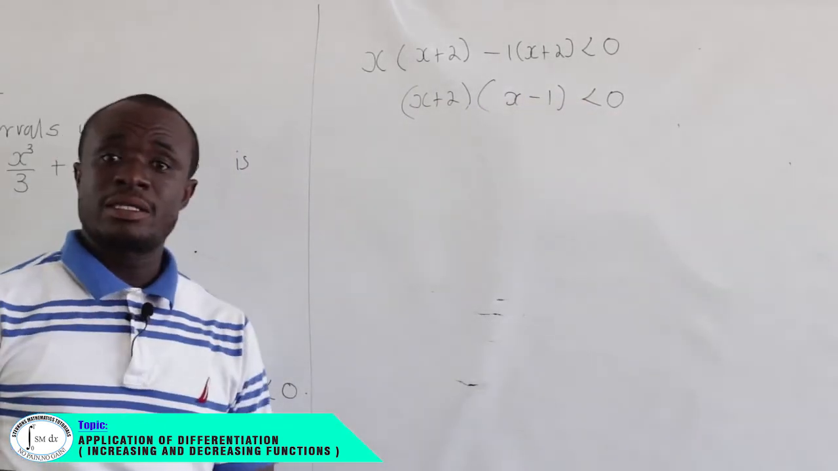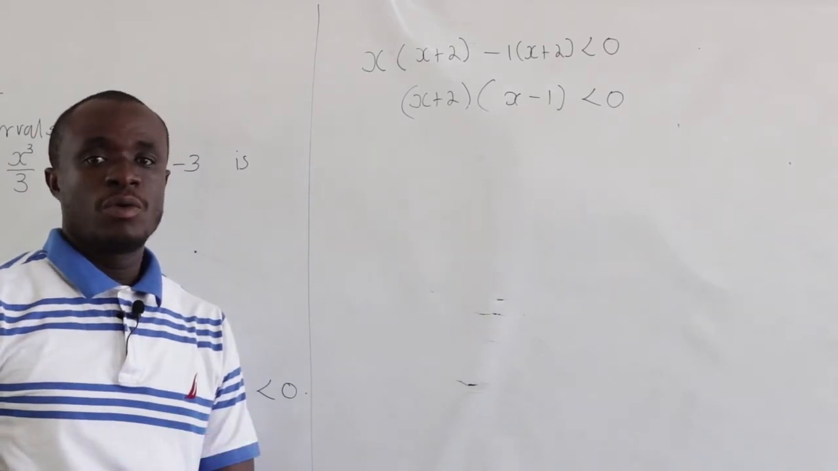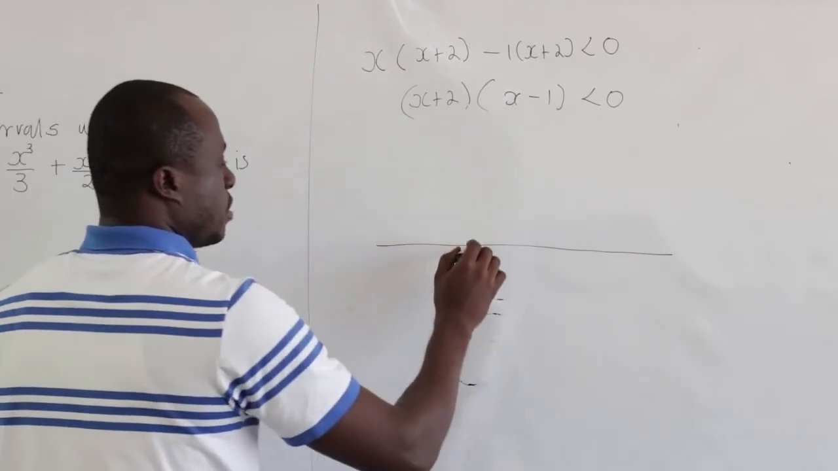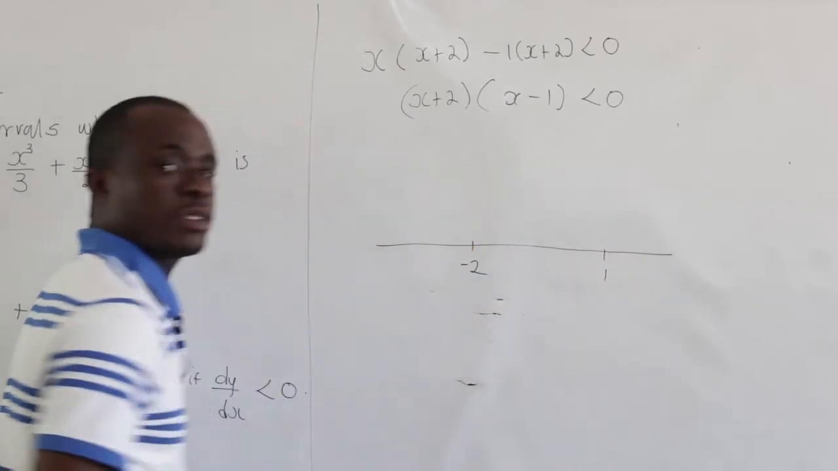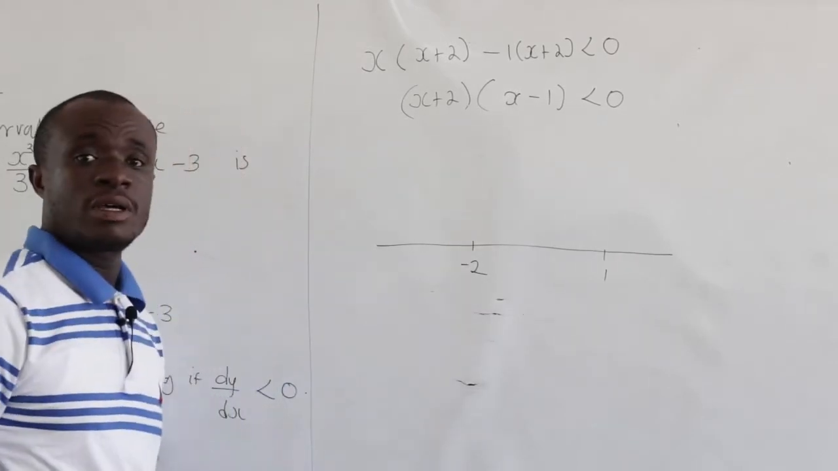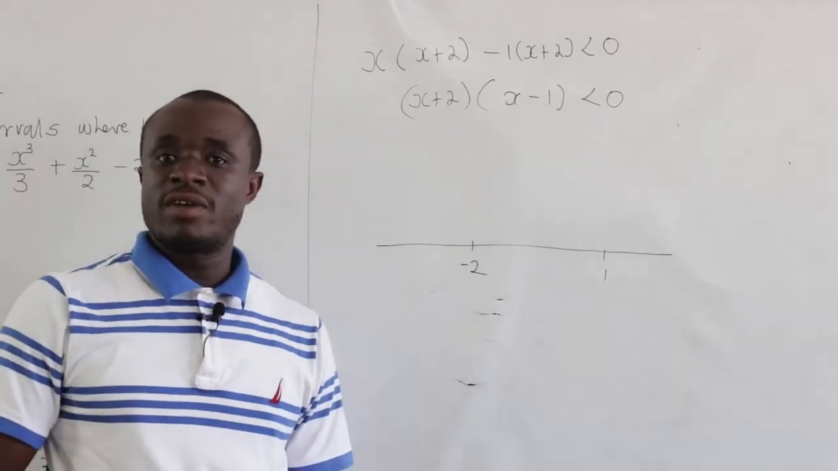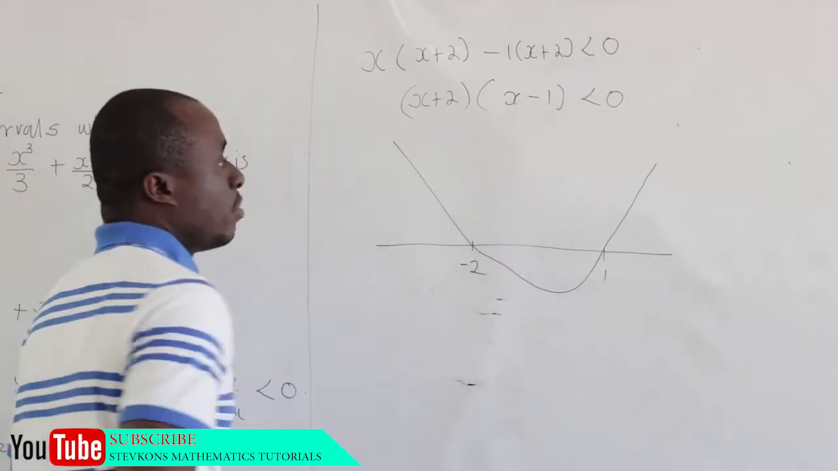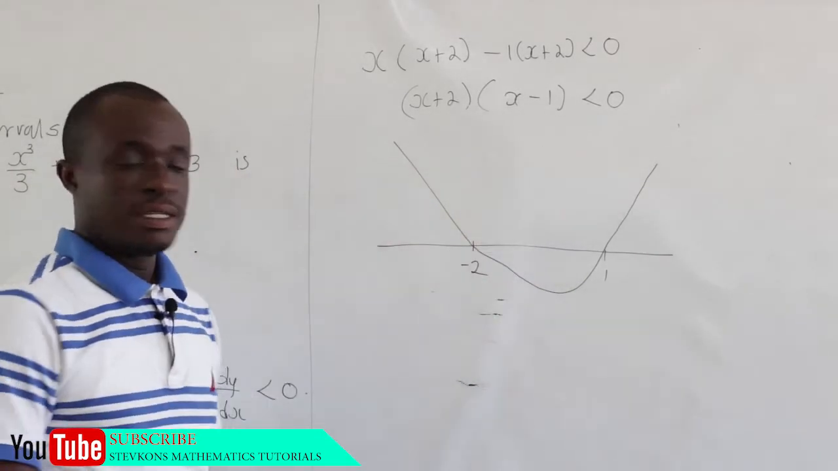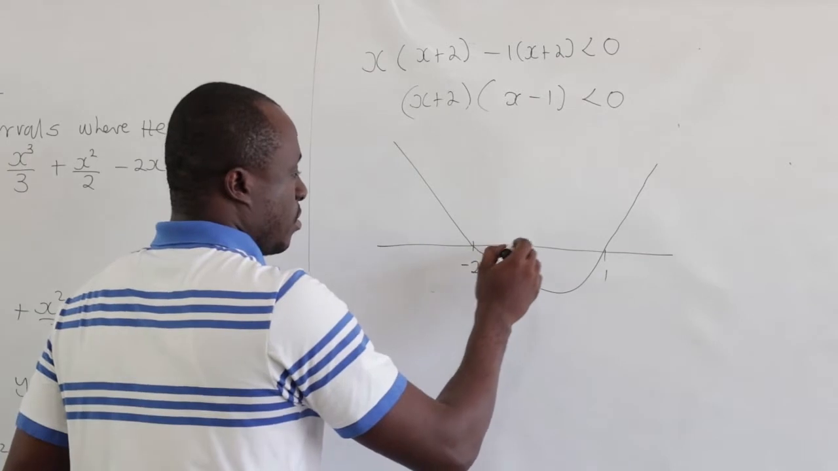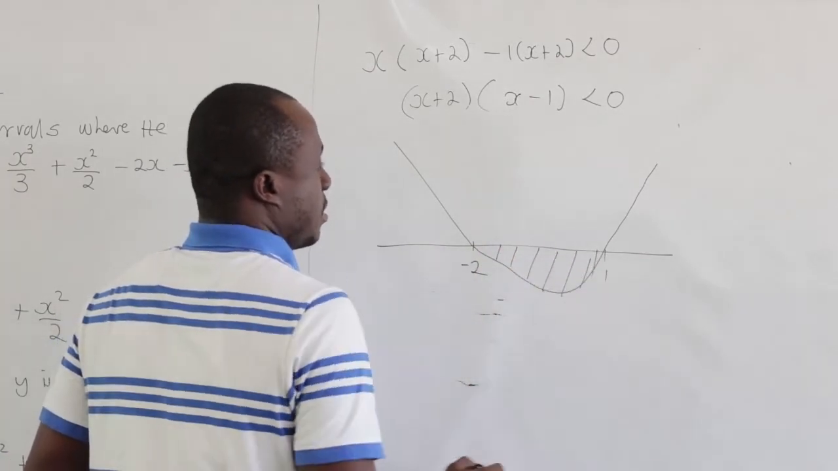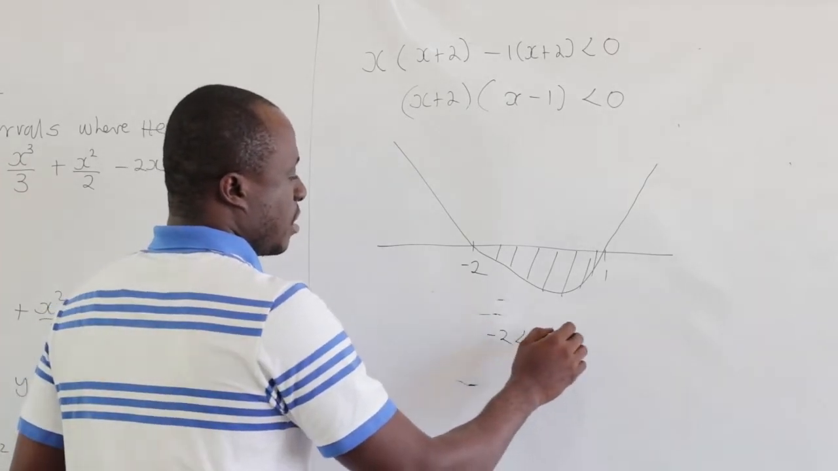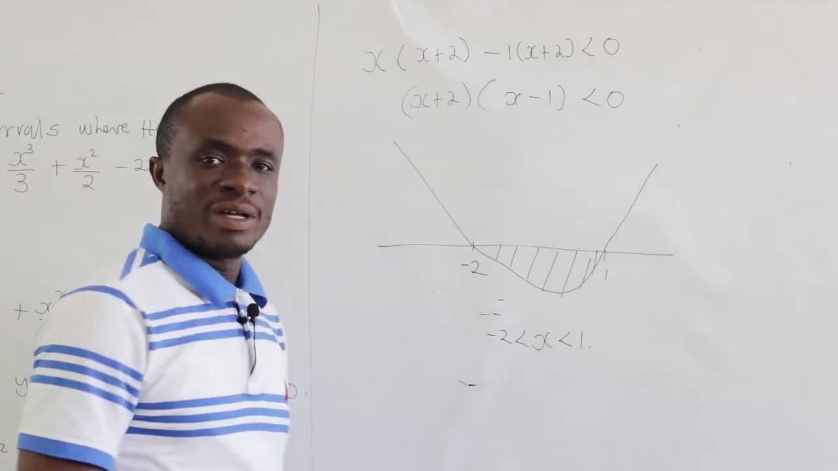And clearly this is a quadratic inequality. So what are we supposed to do? We are supposed to sketch a curve. Now when it's equal to 0, we'll get negative 2 and positive 1. So we have negative 2 here, and then we have positive 1. And clearly, because the coefficient of x² is positive, this will give us a minimum curve. So we have this curve. Now we want the part of the curve which is less than 0, and beneath is less than 0. So this side is less than 0. So our values are x greater than negative 2, and x less than 1.